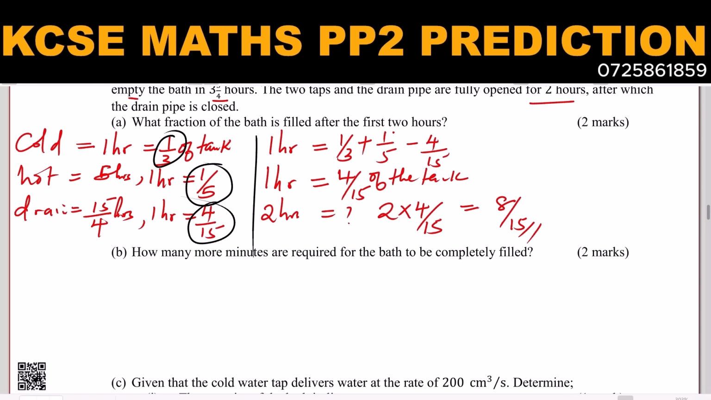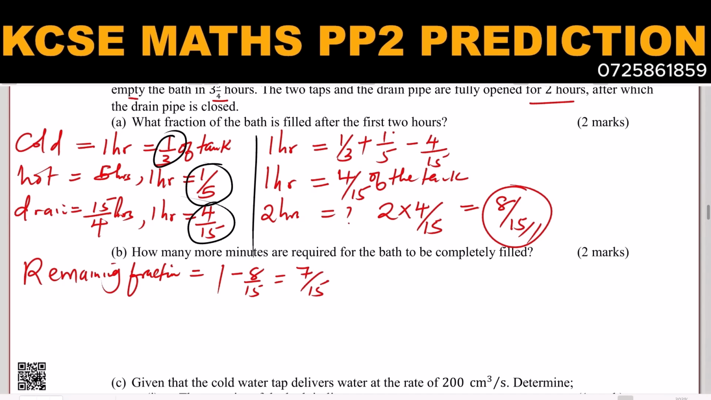Part B, how many more minutes are required for the bath to be completely filled? So one thing that we need to get is the remaining fraction that is to be filled. Remember, after 2 hours, this is the fraction that was filled. So what is the remaining fraction? When the tank is full, it is 1. Then we subtract the one that is already filled, which is 8 divided by 15, and this will give 7 divided by 15. So 7 divided by 15 is what is remaining.